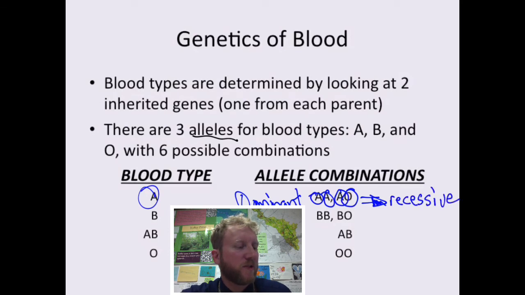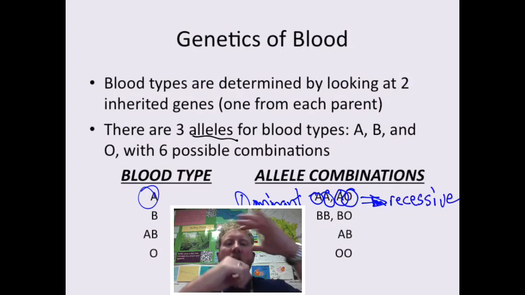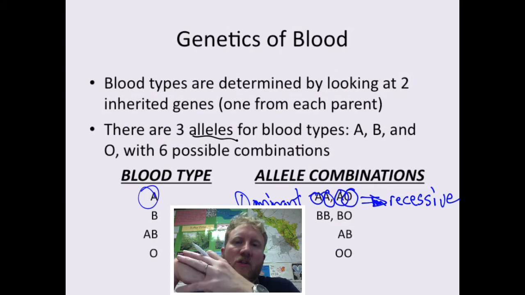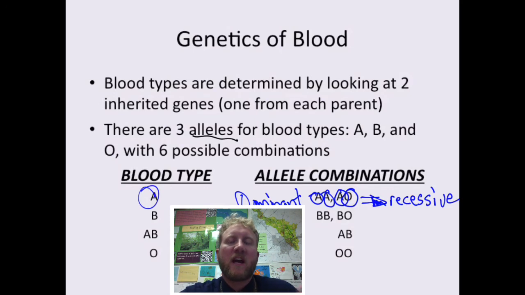And what we know from genetics is that dominants cover or mask recessive. So you're not going to see that recessive allele present. It's going to be there, it's just going to be hidden by the dominant phenotype, the physical expression. And if they're different, A and O, they are heterozygous. Hetero meaning different, right?